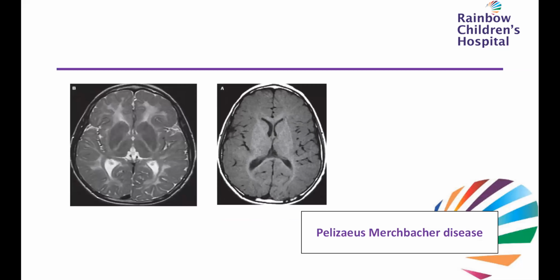We'll have a look at a few of these images. This is an image of a child with Pelizaeus-Merzbacher disease. Now, if you look at the T1 image, it looks fairly normal.